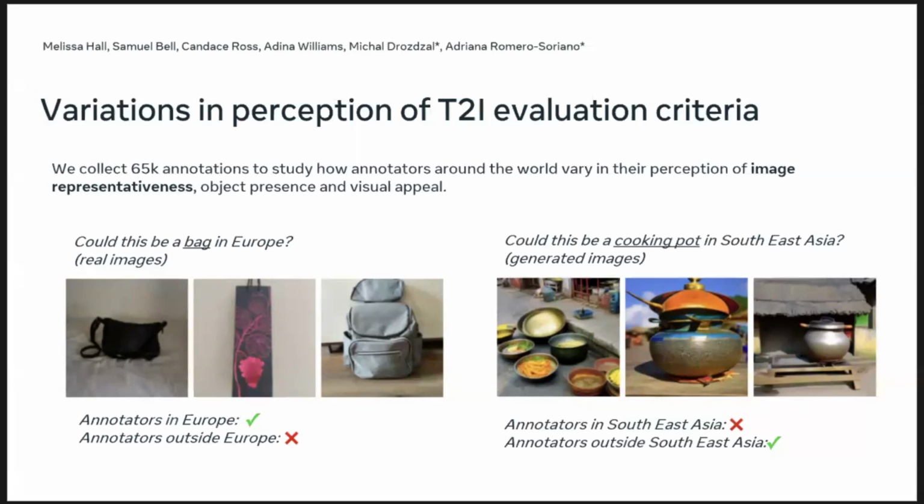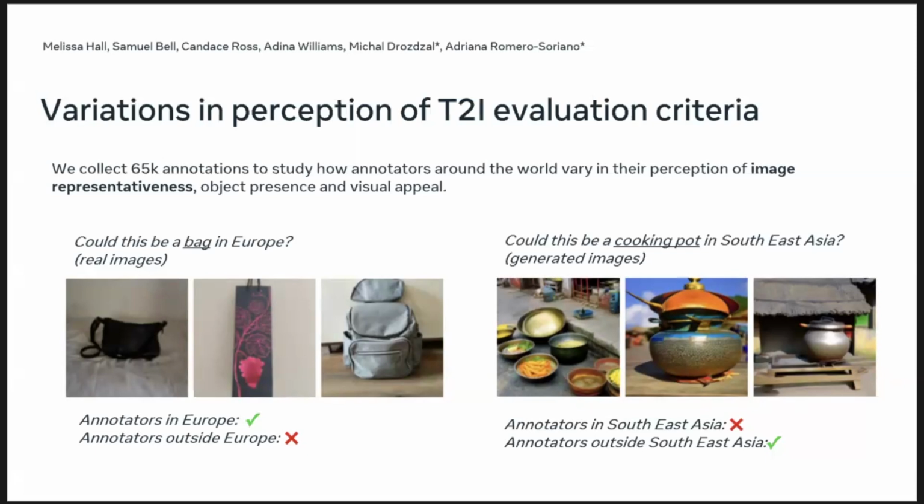Overall, when the image lacked some marked information or some item that would be believed to be representative of the region, then the annotators outside of the region of interest thought that the image was no longer representative of the region of interest.